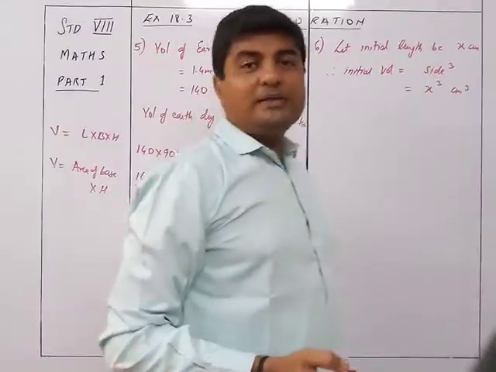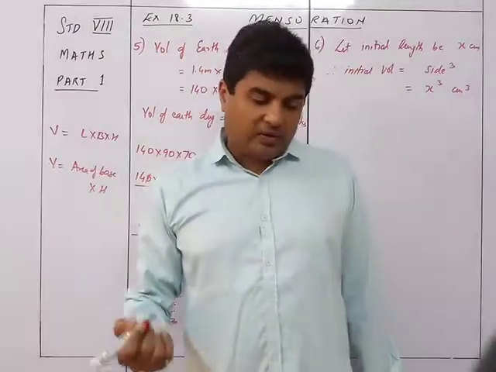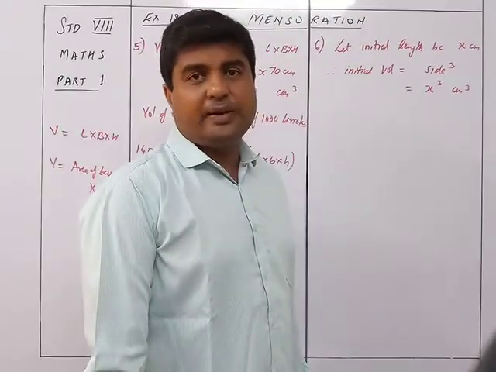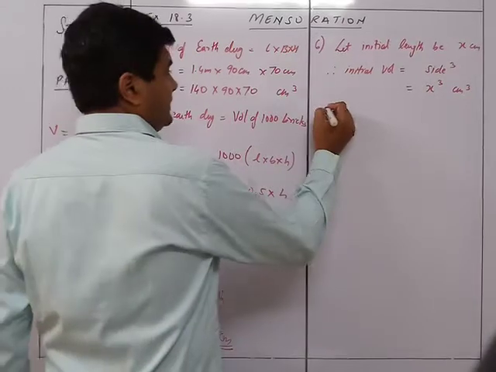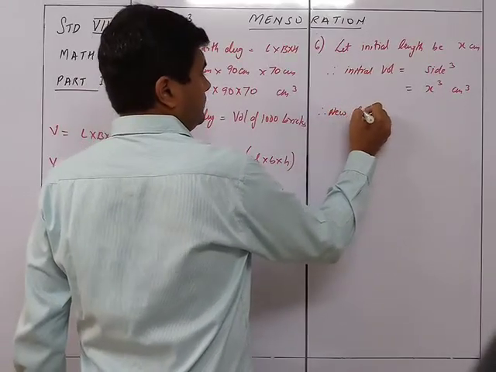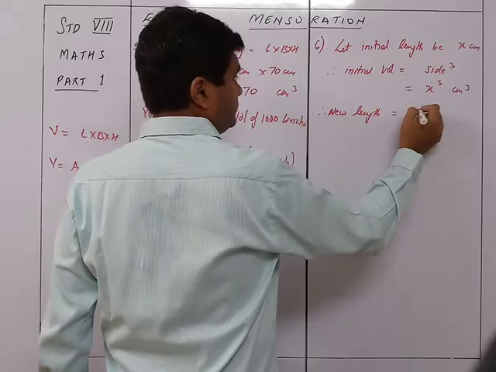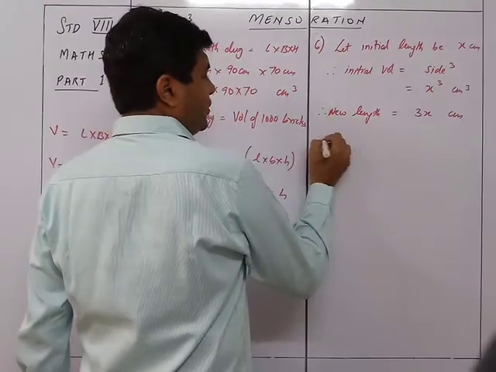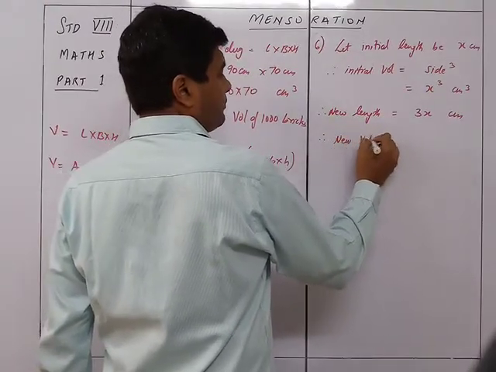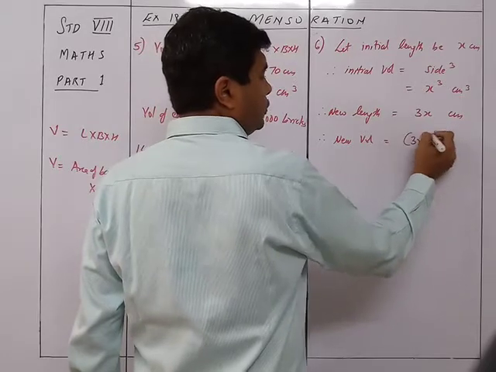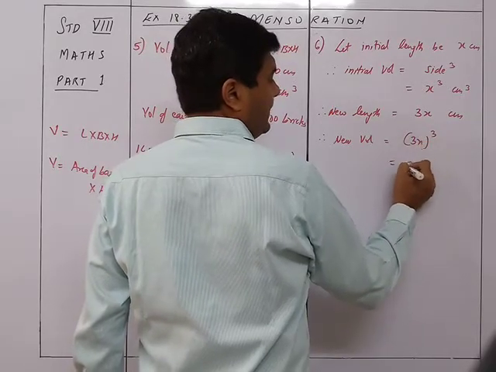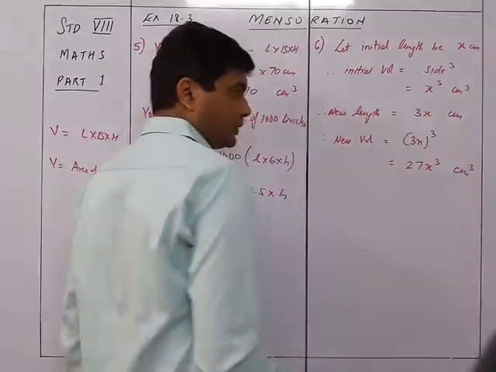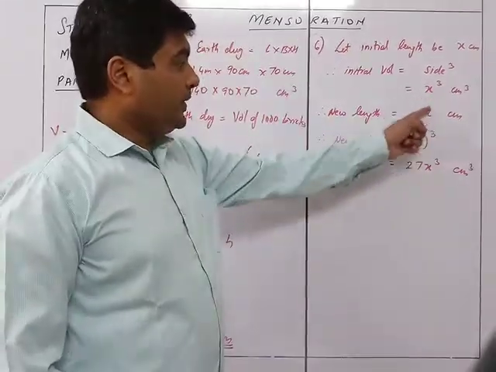Now what have they told us? They have told us that we are tripling the cube का edge. So each edge, each length of the cube is going to be tripled. So we can say the new length is equal to 3x centimeters because we are tripling it. Therefore new volume is equal to 3x the whole cube, which is equal to 27x cube centimeter cube.